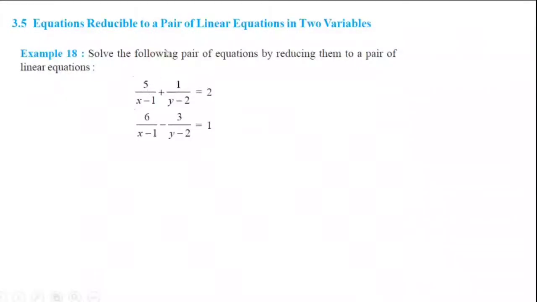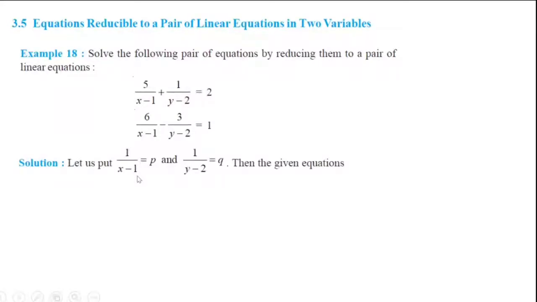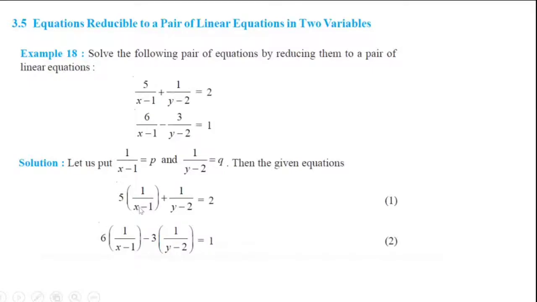So what I'll do is try to convert it into a pair of equations which are linear. How can we do that? If I take 1 upon x minus 1 as p and 1 upon y minus 2 equal to q, let me rewrite the equations. I have the equation as 5 into 1 upon x minus 1 plus 1 upon y minus 2 is equal to 2, and 6 upon x minus 1 can be written as 6 into 1 upon x minus 1 minus 3 into 1 upon y minus 2 is equal to 1.